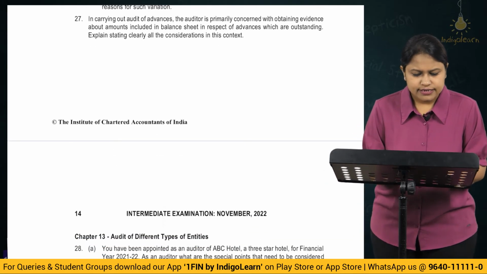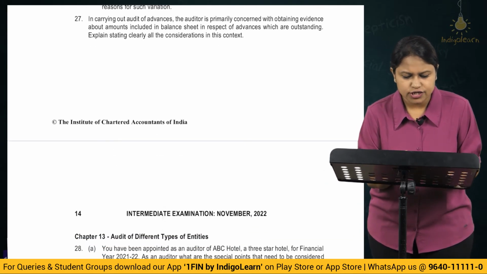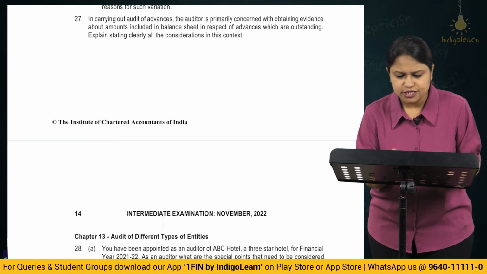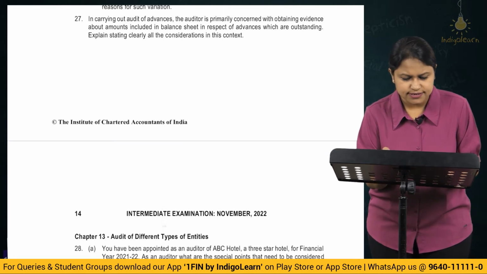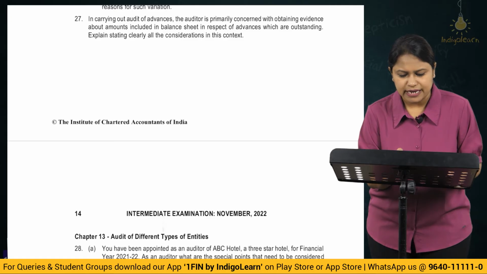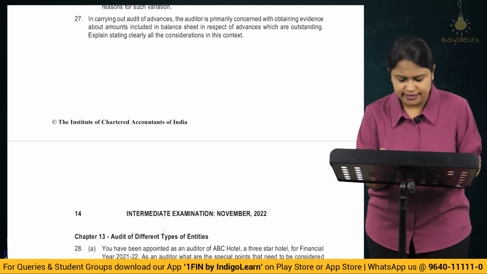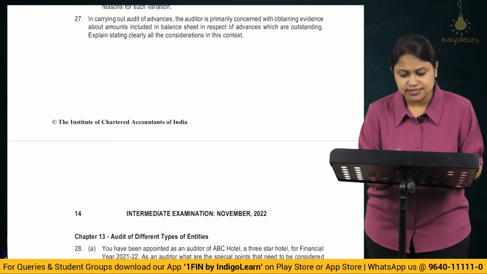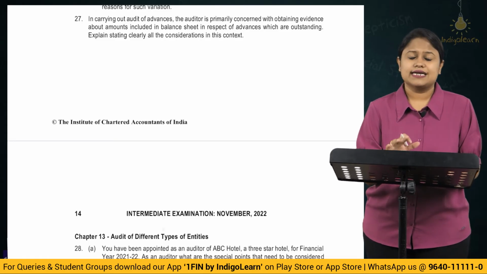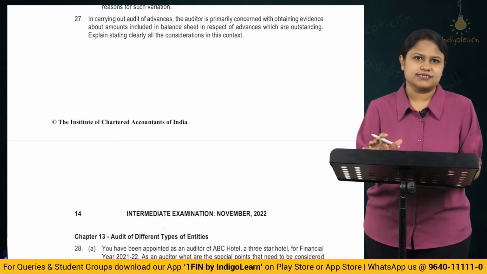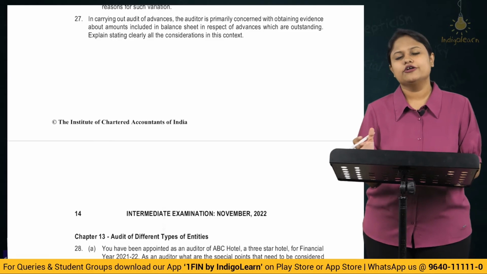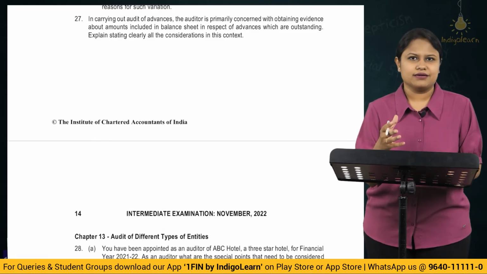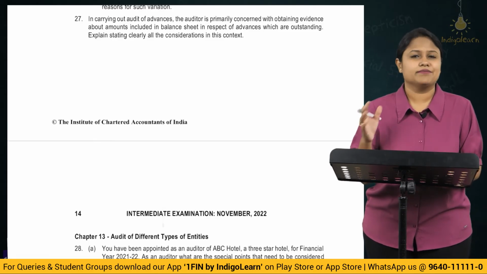Alright, then. Question 27: In carrying out the audit of advances, the auditor is primarily concerned with obtaining evidence about the amounts included in the balance sheet in respect of advances which are outstanding. Explain, stating clearly the consideration in this context. Understand, in banks, one of the most important assets is going to be the advances. So when you're going to perform the audit of the bank, checking of advances becomes very, very important.